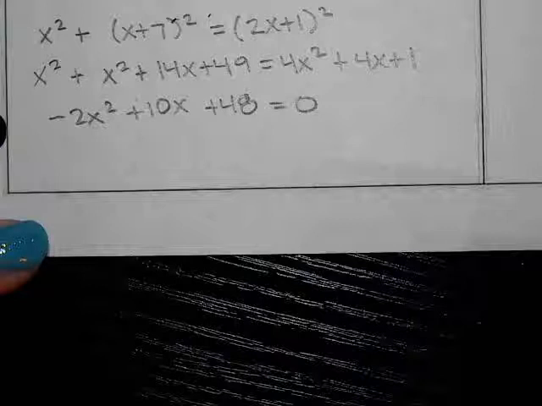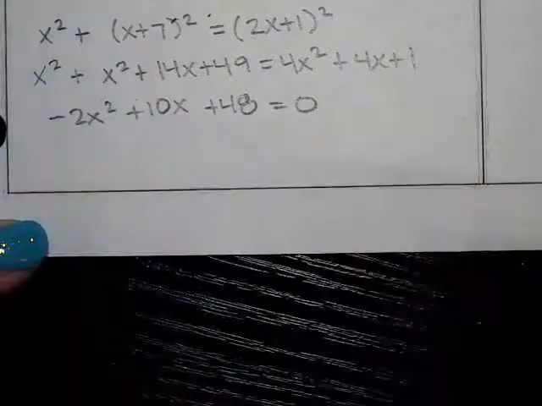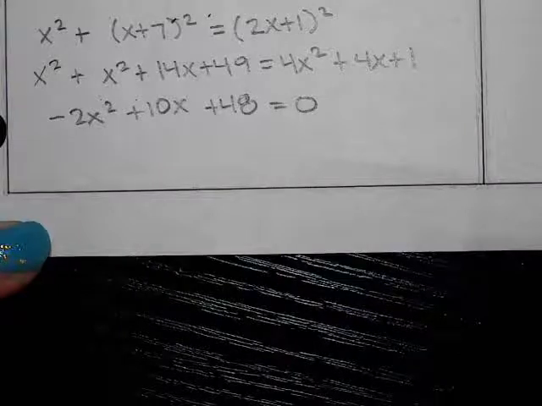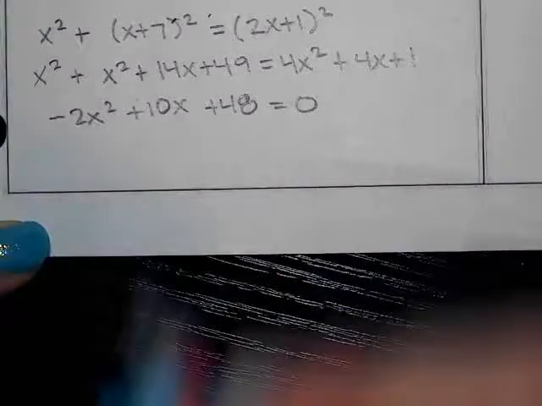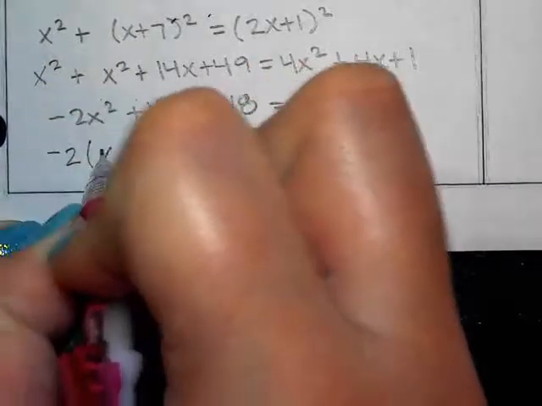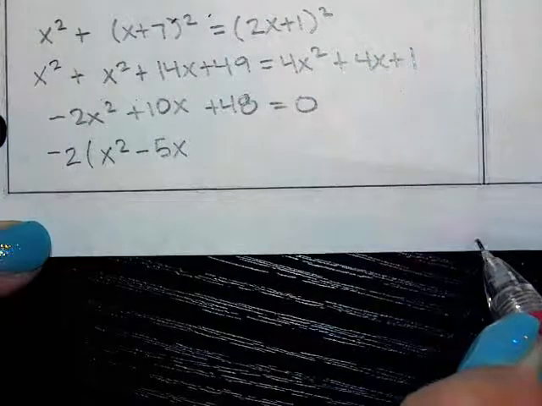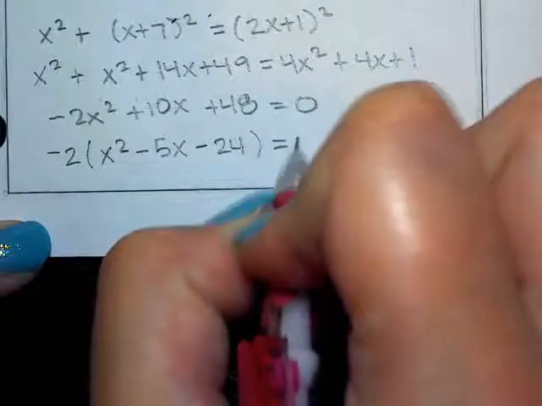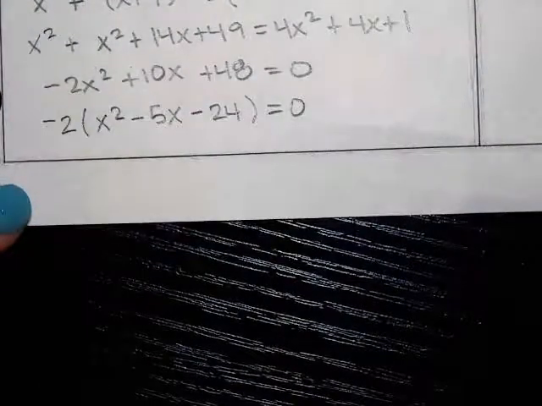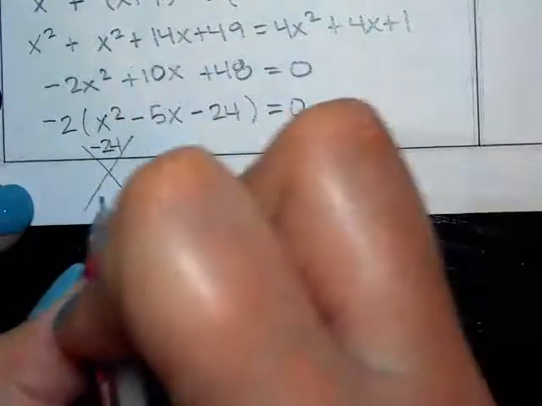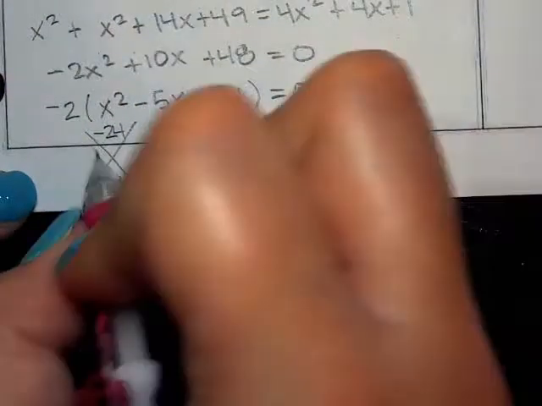All right. So if we factor, what should we do first? Is this a slide and divide problem? No. It's a GCF problem. Okay, so we're going to take out a -2, x squared minus 5x minus 24. Okay. And then what do we do? Two numbers that multiply to -24 that add to -5, and the numbers are -8 and +3. Okay. x minus 8, x plus 3.